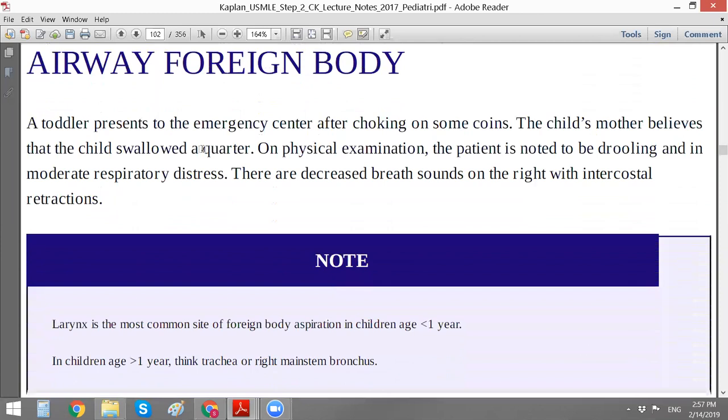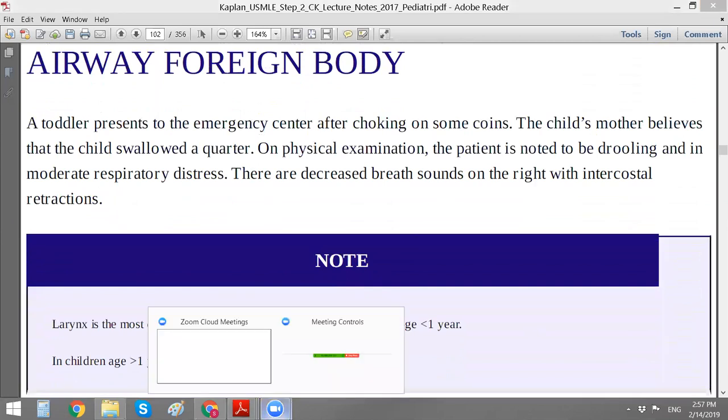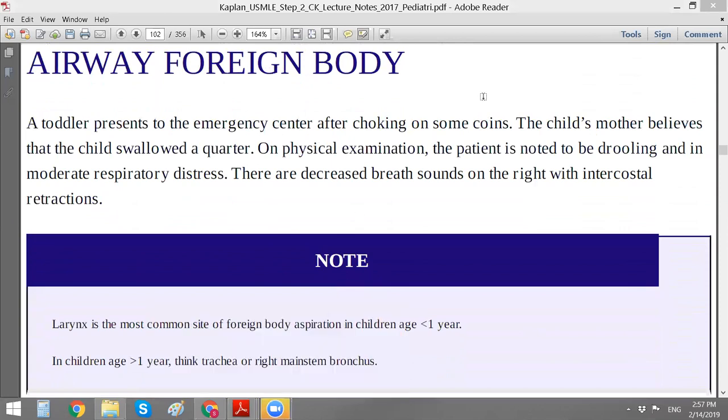Airway foreign body. A toddler presents to the emergency center after choking on some oils. The child's mother believed that the child swallowed a quarter. On physical exam, the child is noted to be drooling and in moderate respiratory distress. There are rales found on the right with intercostal retraction on the right.